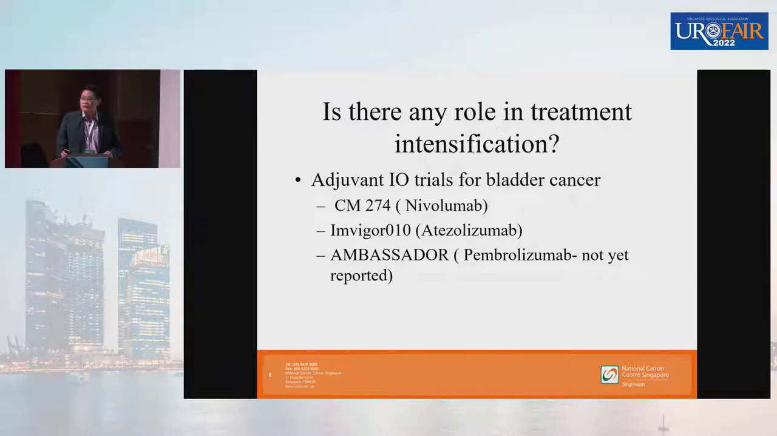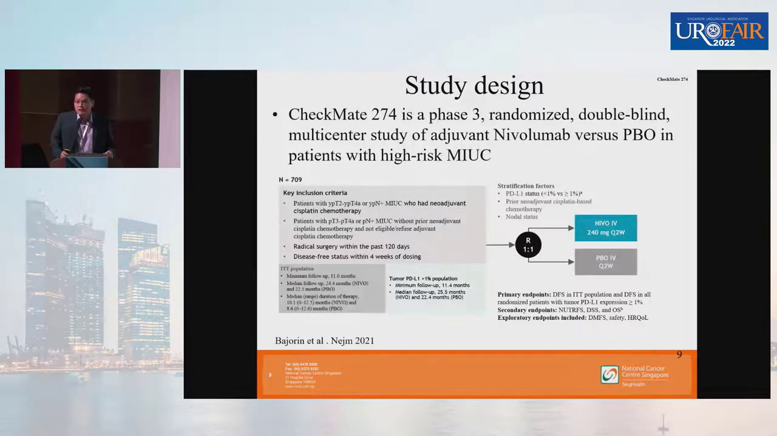At the moment, there are 3 randomized controlled trials that investigate this topic. Only 2 have been published. The other is still awaited. So we'll talk about CheckMate 274 first. CheckMate 274 is a phase 3 randomized double-blinded study of adjuvant nivolumab versus placebo in these high-risk patients.